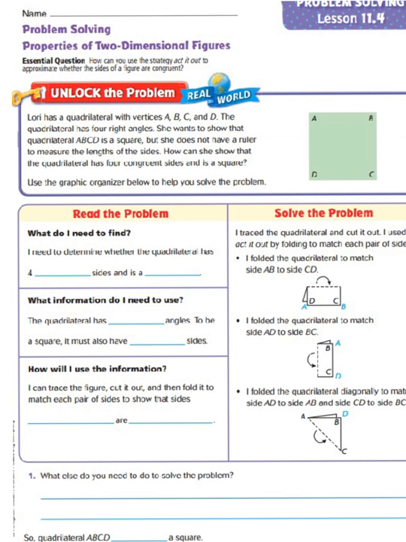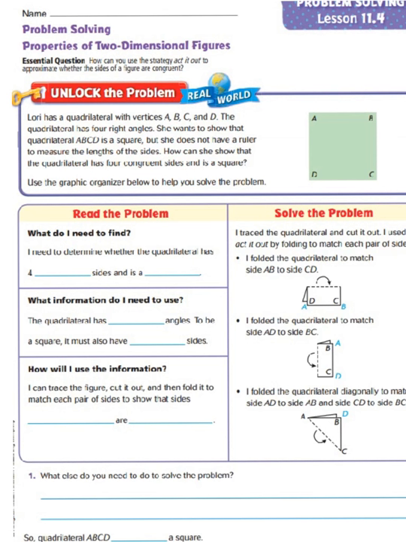It says, Lori has a quadrilateral with vertices of A, B, C, and D. The quadrilateral has 4 right angles. She wants to show that quadrilateral ABCD is a square, but she does not have a ruler to measure the lengths of the sides. How can she show that the quadrilateral has 4 congruent sides and is a square? So we're going to use the graphic organizer below to help us solve this problem.